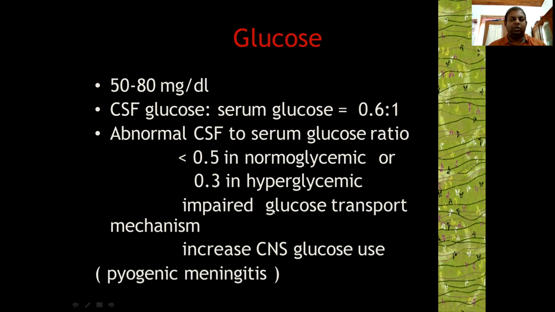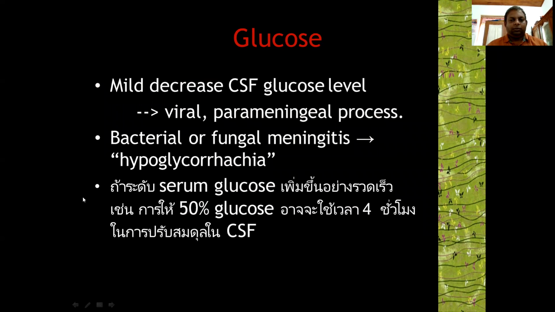Glucose level is very much important. In bacterial meningitis, usually CSF glucose is low because the organisms consume it. So this is the ratio, CSF glucose to serum glucose, 0.1 to 1. If it is less, it indicates bacterial cause more likely. With a mild decrease in CSF glucose, we can think, is it a parameningeal process or viral? Usually in bacterial or fungal infection, glucose is low. Serum glucose is also compared.